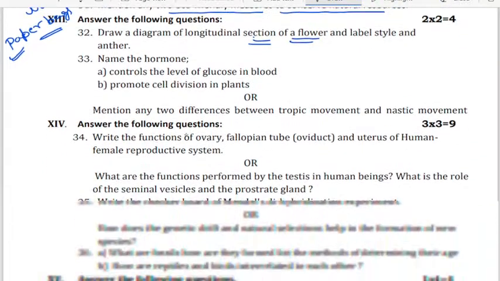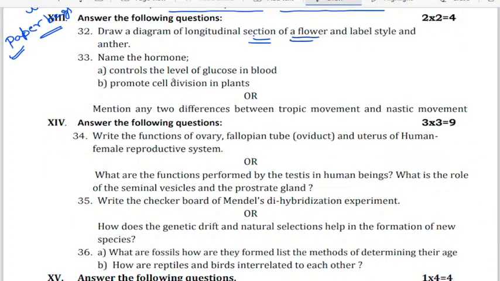Next, name the hormone that controls the level of glucose in the blood. Okay, who will answer this question? Name the hormone which is controlling the level of sugar in the blood. Okay, first answer is given by Harsha. Right answer, Harsha. Insulin is the hormone which controls the sugar level in the blood.